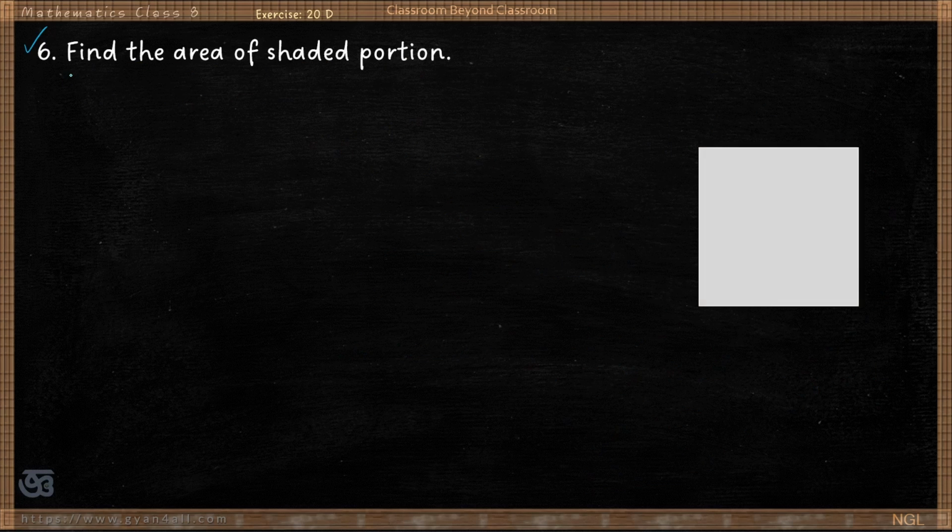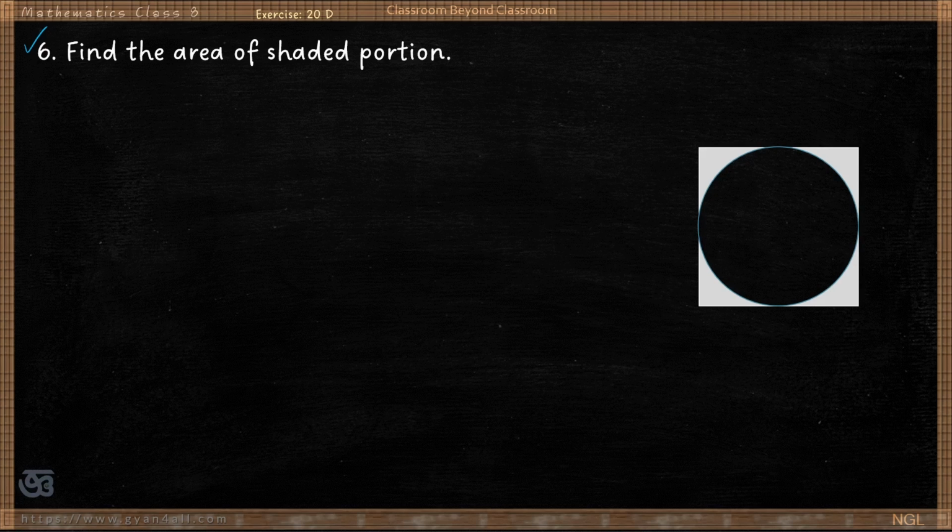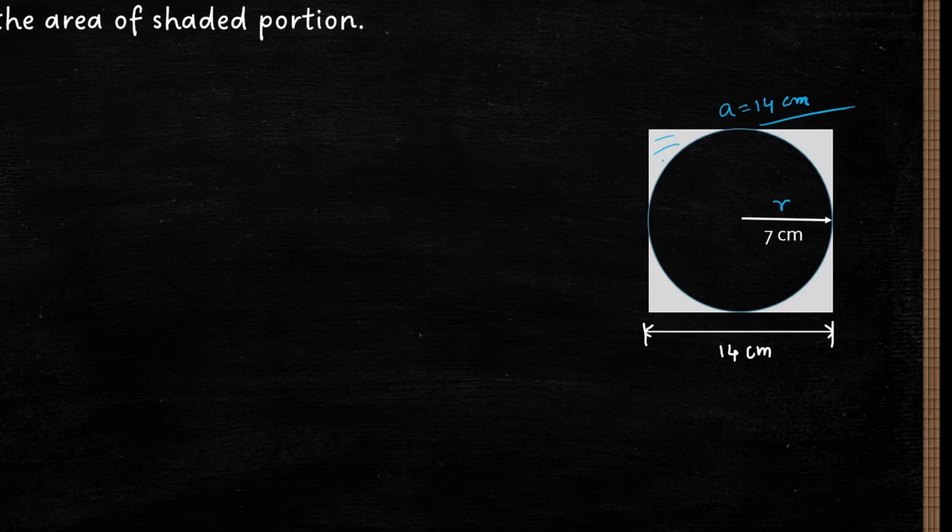Question number 6. Find the area of shaded portion. So this is a square, and inside this square there is a circle, but the diameter of the circle is equal to the side of the square. So it is given that radius of the circle is 7 centimeter. So diameter of this circle is 14 centimeter. And also the side of the square is also equal to 14 centimeter. So we have to find the area of the shaded portion.